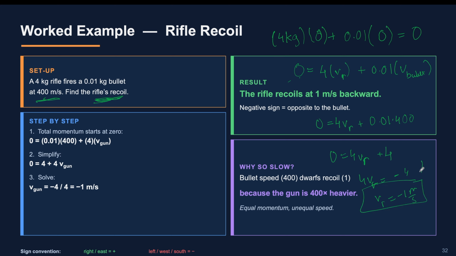So what does this mean? This means the gun goes backward, right? If you consider the direction of the bullet as the positive direction, then if the gun is going backward, that's a negative direction, right? So that makes sense. That's pretty intuitive, okay? That's because the gun is 400 times heavier, so it makes sense. The gun wouldn't be heavy by itself, but compared to the bullet, right?